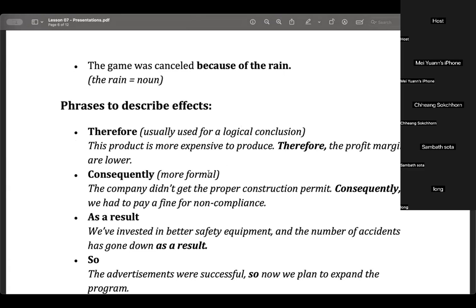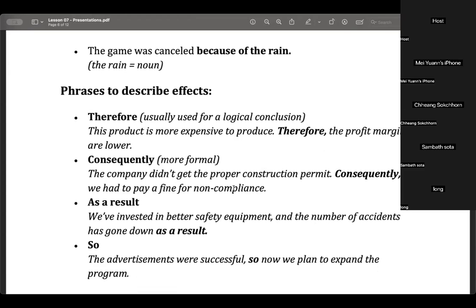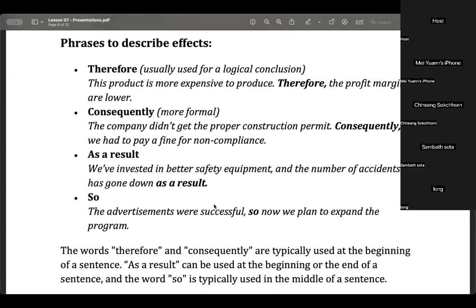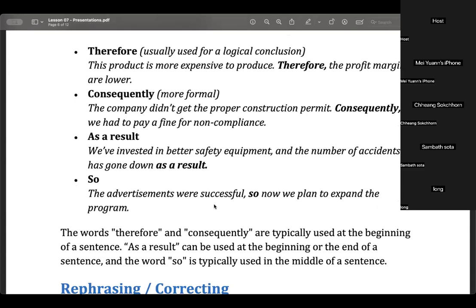Phrases to describe effects. Therefore, usually used for a logical conclusion. This product is more expensive to produce. Therefore, the profit margins are lower. Consequently, more formal. The company didn't get the proper construction permit. Consequently, we had to pay a fine for non-compliance. As a result, we have invested in better safety equipment and the number of accidents has gone down as a result. The advertisements were successful, so now we plan to expand the program.